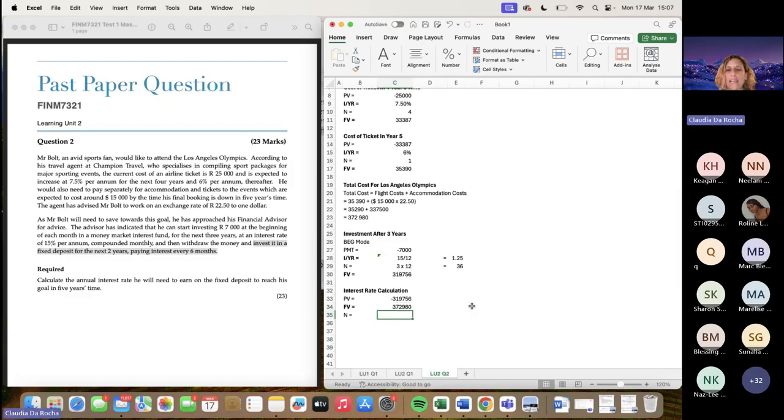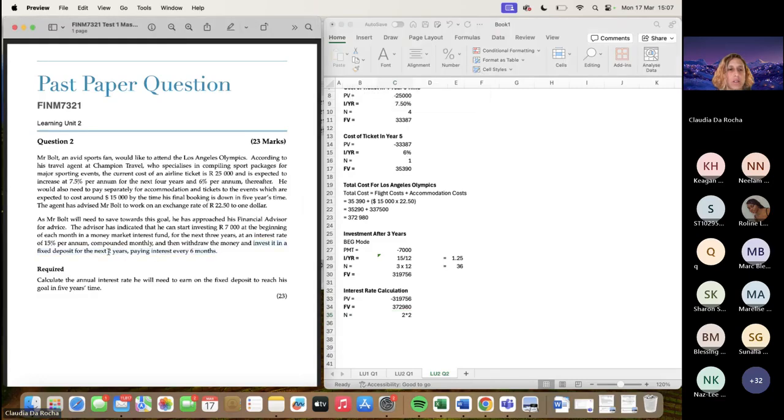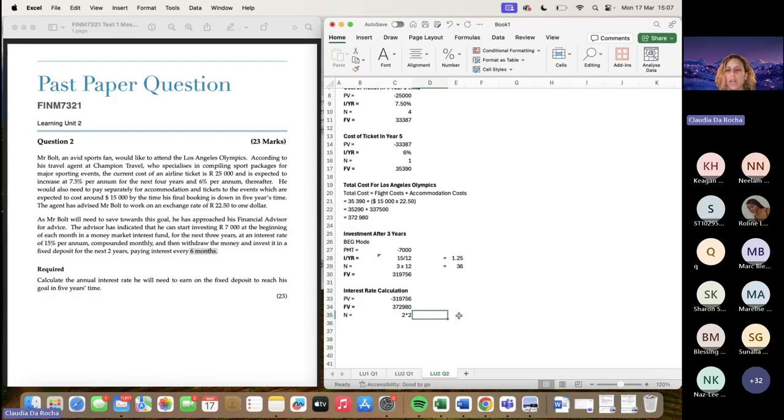Okay, what is our N? It is 2 times 2. Where do I get 2 from? It's 2 years. Where do I get the other 2 from? Because we are paying interest every 6 months, so twice a year, which then gives us 4. Then our interest per period, we calculate that, we should get 3.92%.